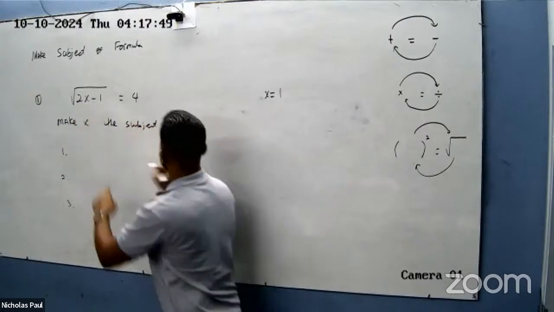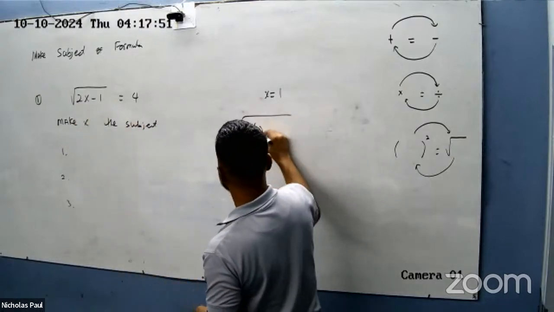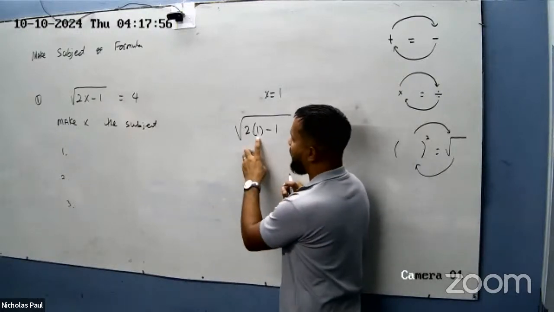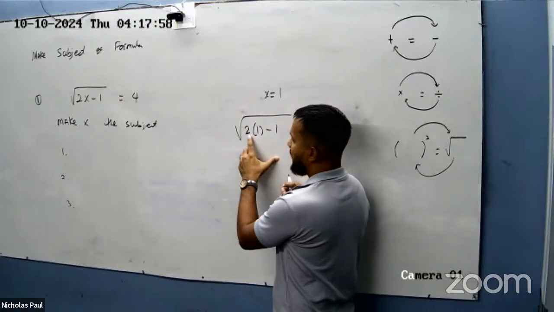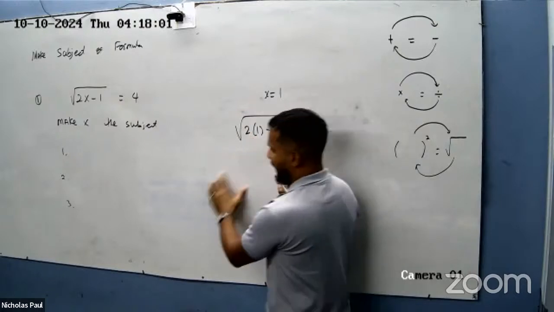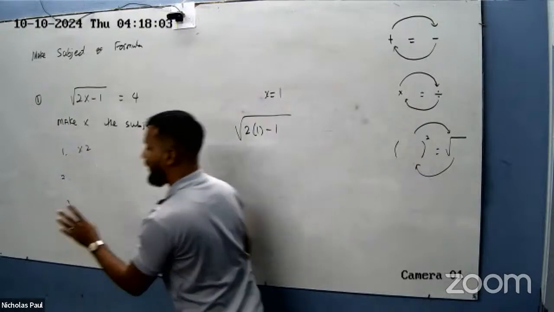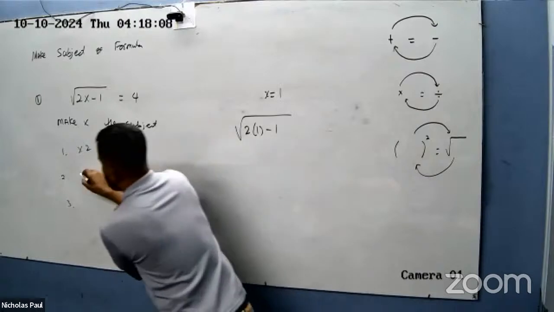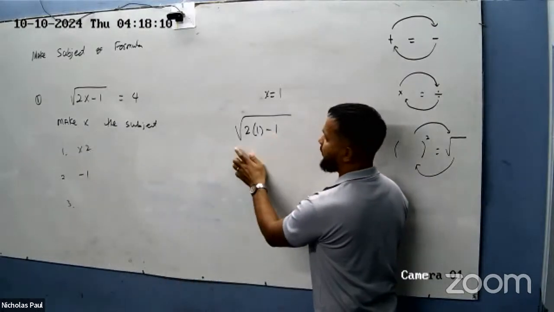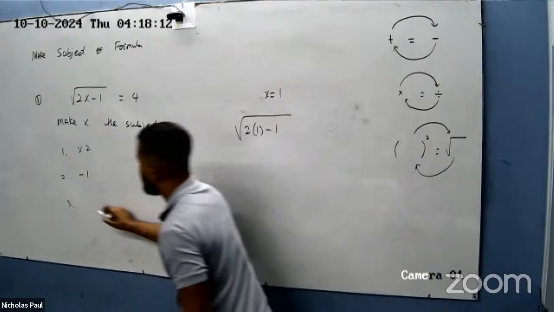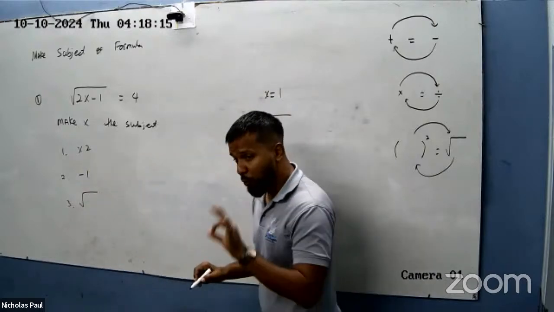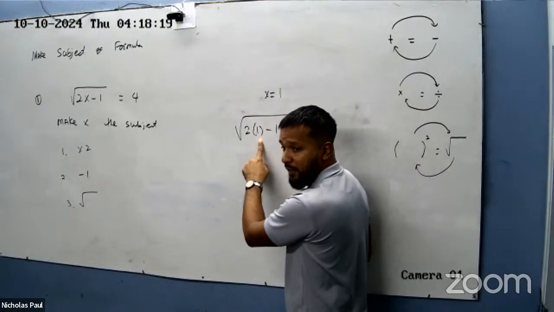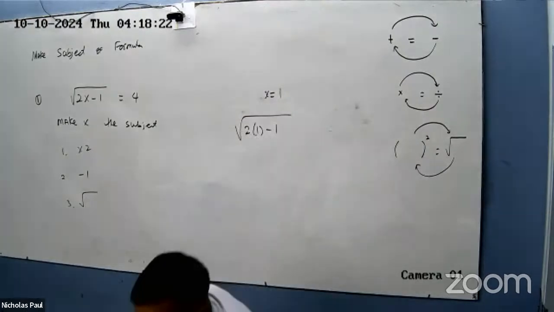If I put X is 1 in here, what's the first thing you would normally do with that 1 to work this out? You multiply by 2. After you do that, what would you do? Minus 1. After you do that, what will you do? Square root. Are you okay with that? So those are the 3 things that you will do if you put a value in there. That's okay?